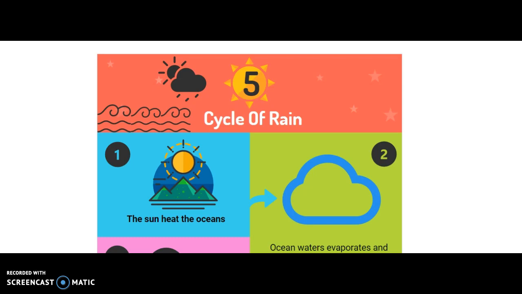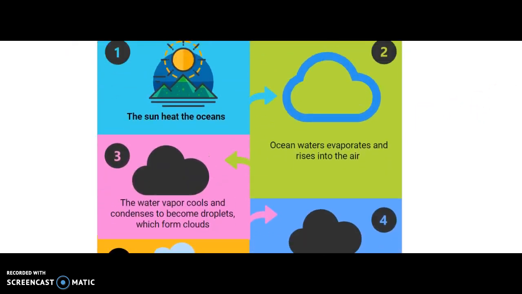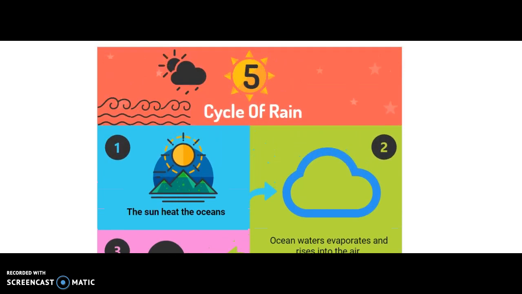Rain provides suitable conditions for many types of ecosystems, as well as water for hydroelectric power plants and crop irrigation. So in my infographic, I have simplified things to make sure students can understand more easily and memorize the process accurately. There are 5 steps in the cycle of rain, which is firstly, the sun heats the ocean.